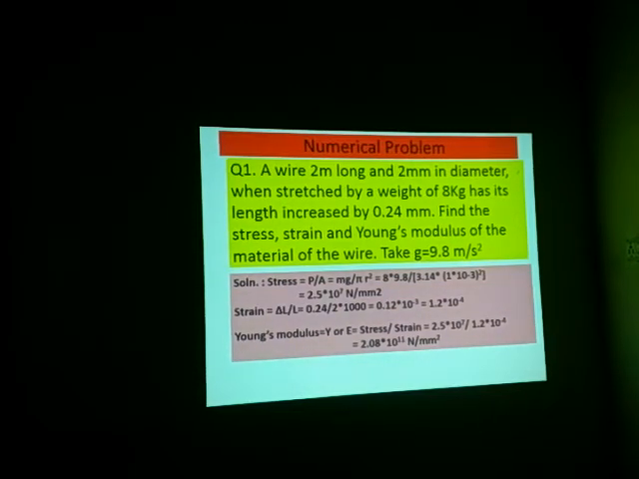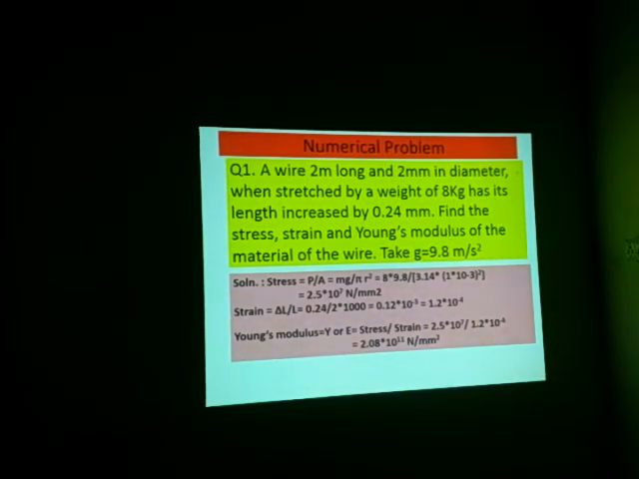So the load applies 8 kilogram over this wire, and it is stressed by a length of 0.24 millimeter beyond its initial length, that is 2 meter. Find the stress, strain and Young's modulus of the material of the wire. Take G, the acceleration due to gravity, equal to 9.8 meter per second square.